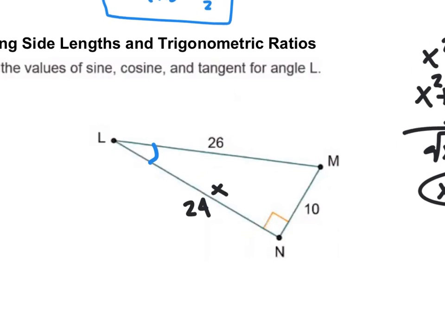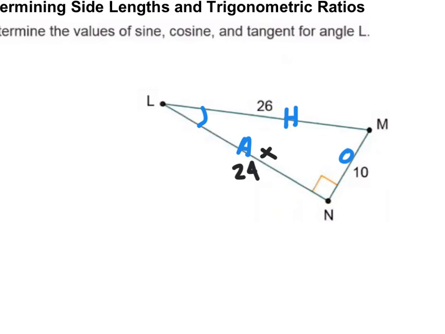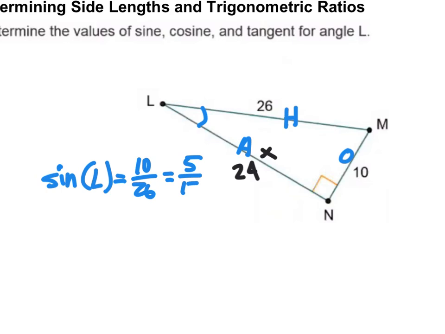Now I'm going to do sine, cosine, and tangent for angle L. Given angle L, I'm going to write those in. This is my hypotenuse, this is my opposite side, this is my adjacent side. I'm going to write out sine of L to be my opposite side divided by my hypotenuse. So that's going to give me 10 over 26, which simplifies down to 5/13.